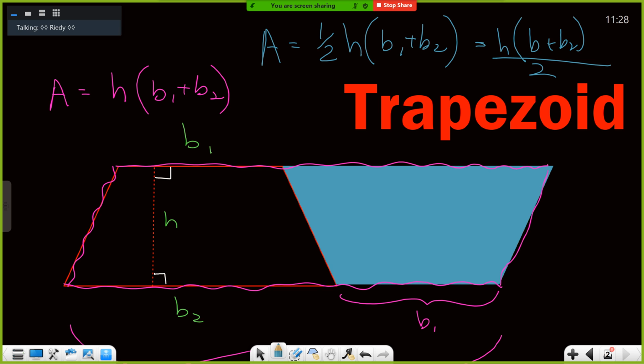Now, given the fact that in this formula there are 4 variables, if I give you any 3, you should be able to solve for the 4th. Let's try that.